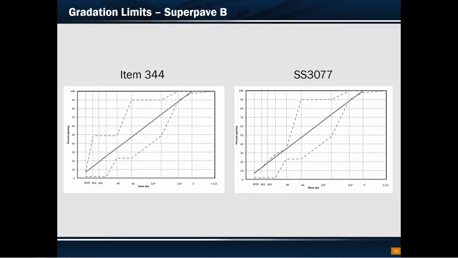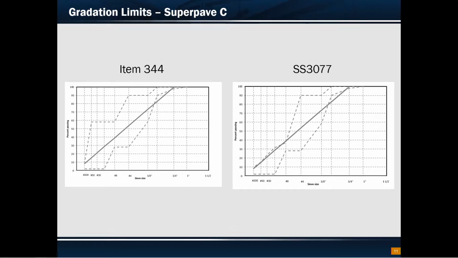All right, moving on. These are the new gradation bands, if you will. When you compare item 334 to special specification 3077, this is showing you a Superpave B mix. Because we said do not design above the reference zone, you can see we necked down the gradation bands at the number 8 sieve, and then the corresponding sieves that correspond to the reference zone. That's why you see that little uptick just above the maximum density line. Gotcha. So next slide, Superpave C.